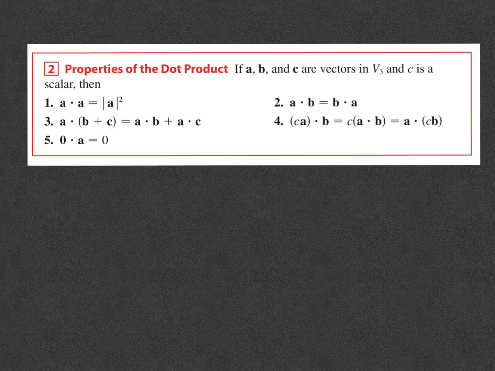So let's also talk about this V3. V3 is the set of all vectors from 3 space. So these are vectors with 3 components. So that's what V3 is. It's the set of all vectors in R3. Okay, so let's look at number 1.